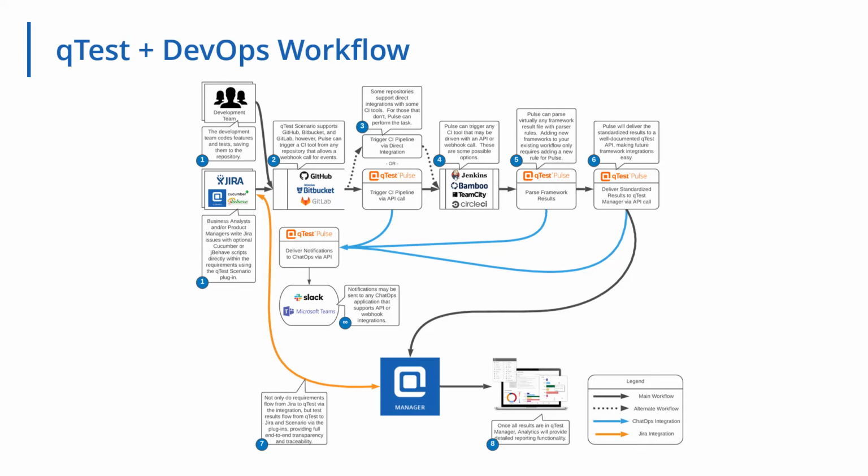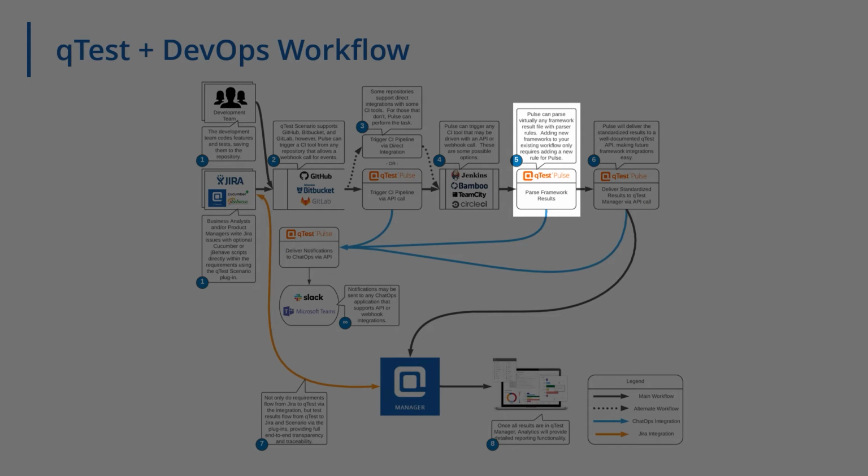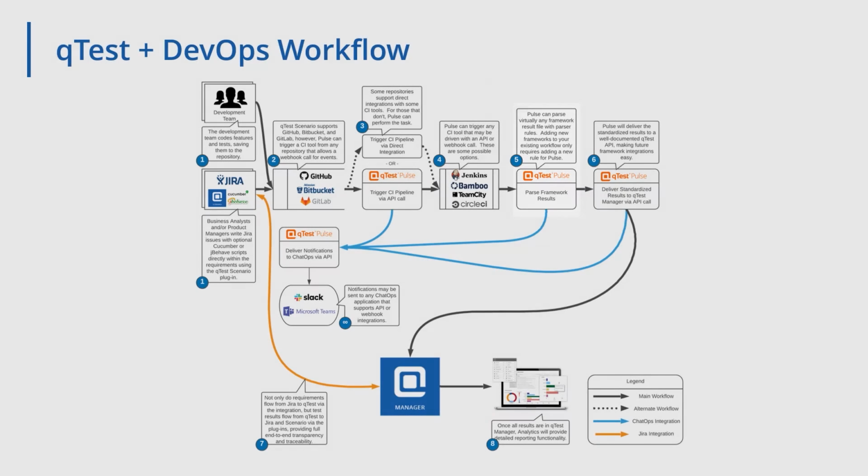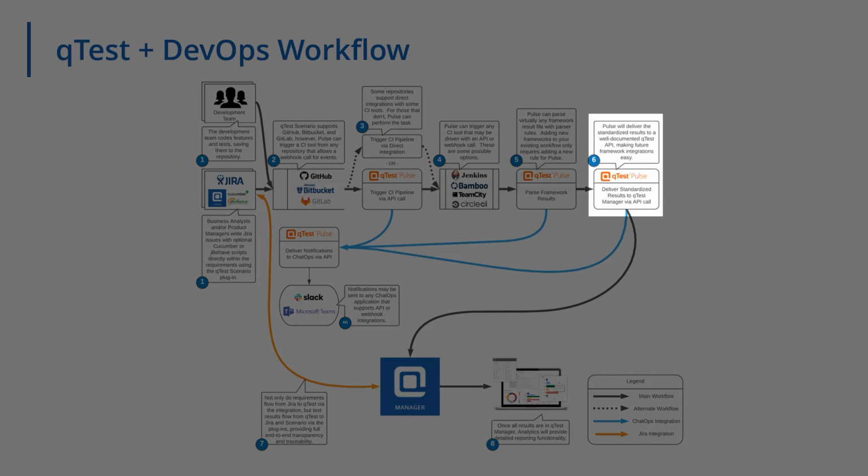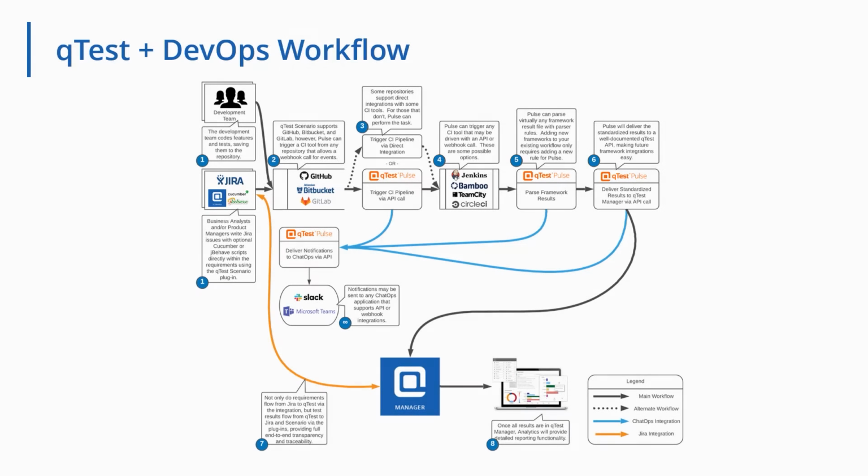And we're also going to send all of the results from that testing to step number 5, which is a Pulse rule that is going to be responsible for parsing your framework results into a standardized result that is going to be sent to the qTest API via step 6, which is another Pulse rule. We keep everything modular so that you can make adjustments as you need to during the course of the workflow and introduce new tools and frameworks without affecting other items inside of your workflow.